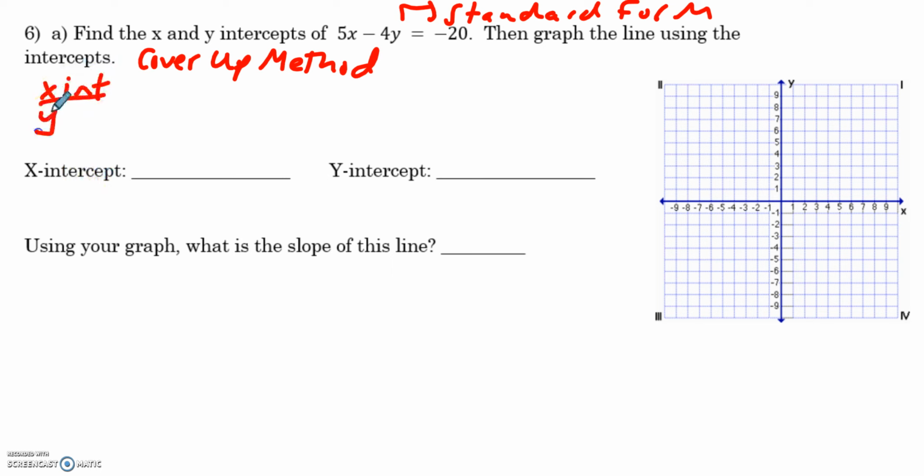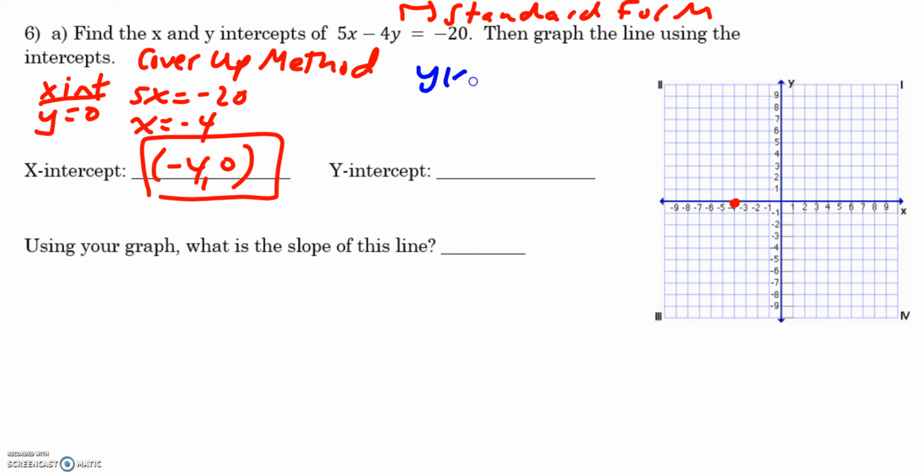remember that really means that y equals 0. So if we plugged 0 in here, it would really be covered up, and you'd be left with 5x equals negative 20. So x would be negative 4, which on the x-axis would be graphed directly here. So my actual intercept would be (negative 4, 0).